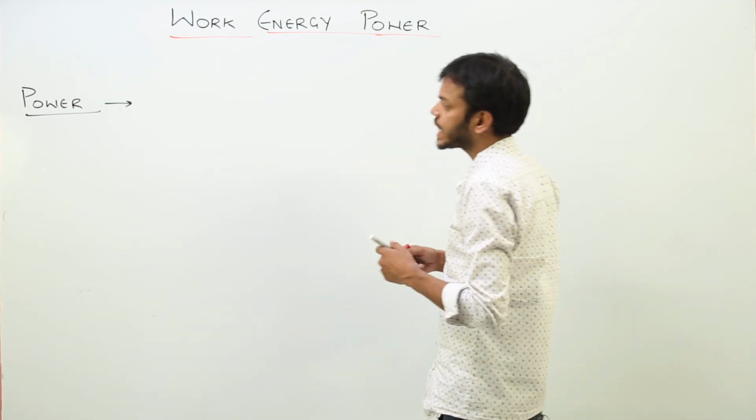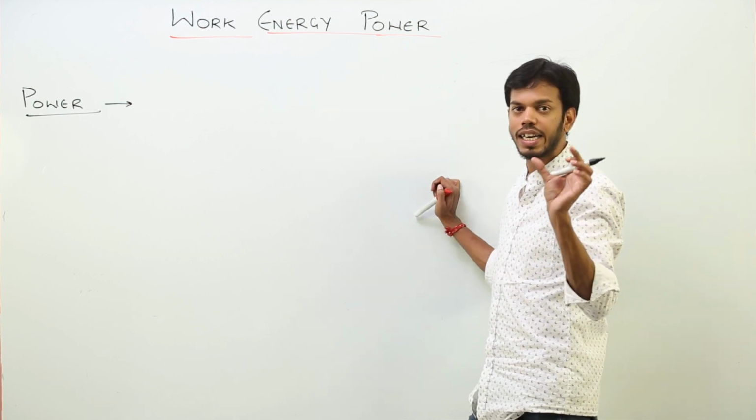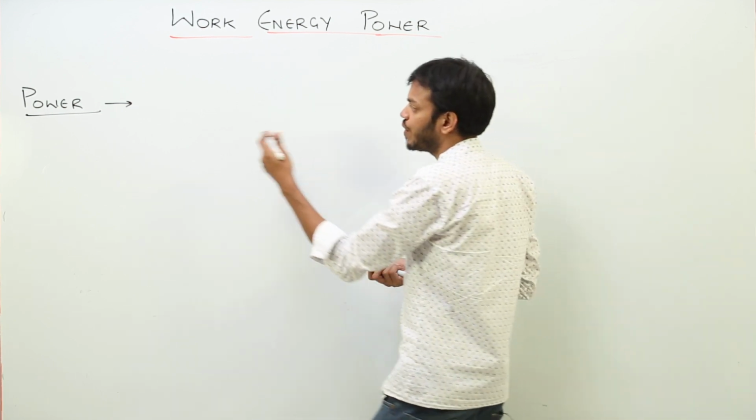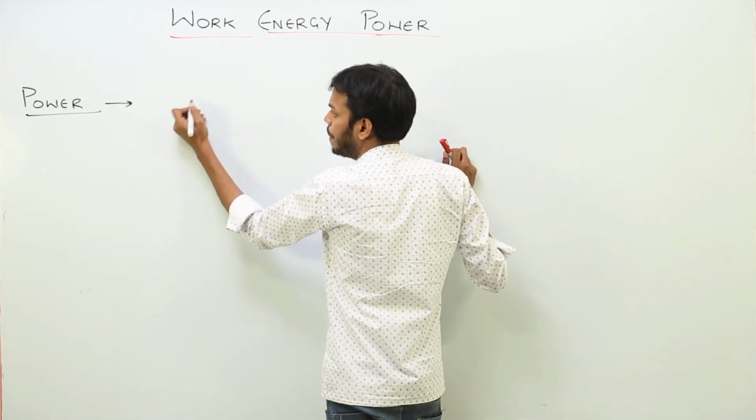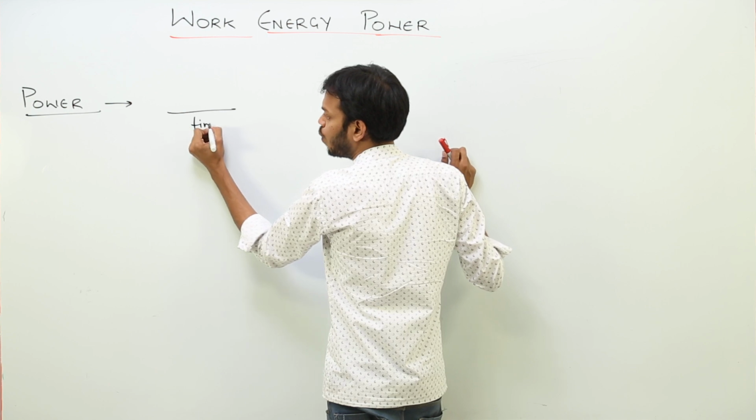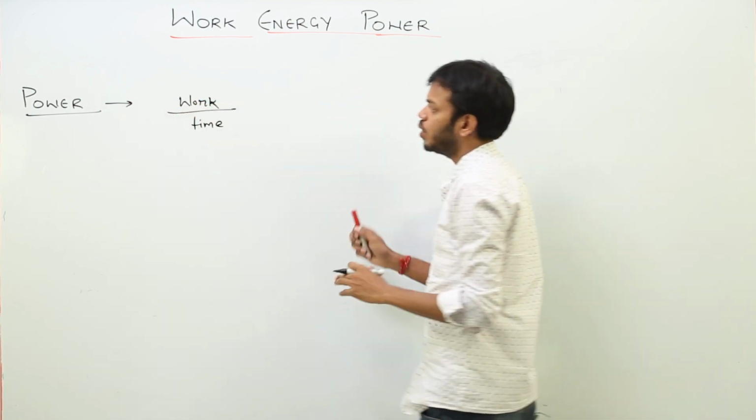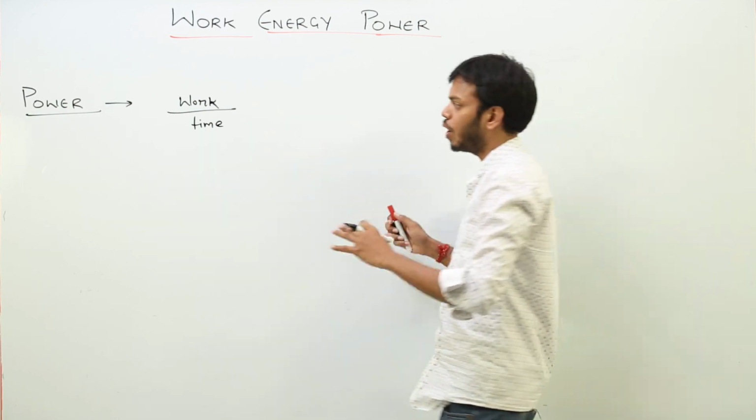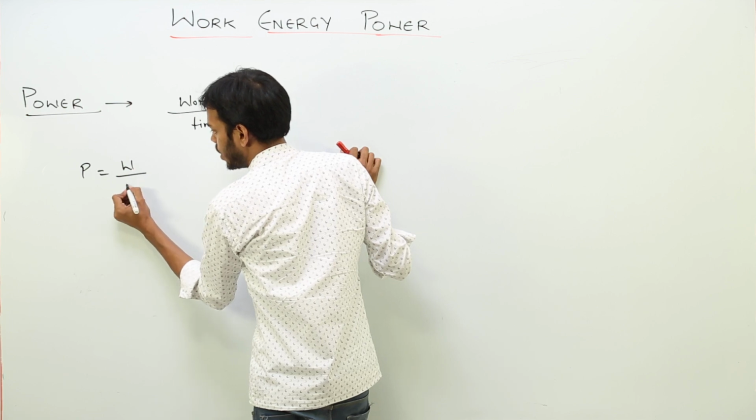So we have already discussed this fact that whenever the word rate is involved, time rate, the whole physical quantity gets divided by the word time, right? So power is the time rate at which work is done. So work done upon time taken. This gives us a basic formula of power, that is power is work done upon time.